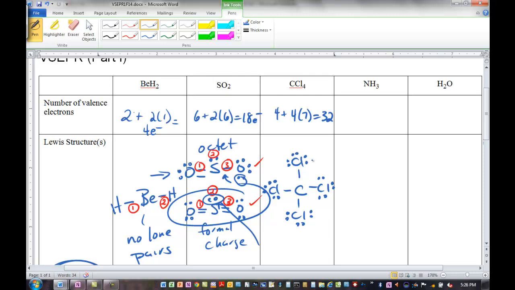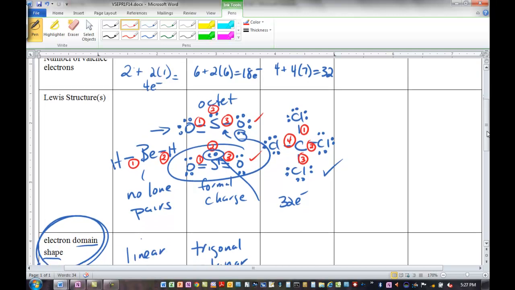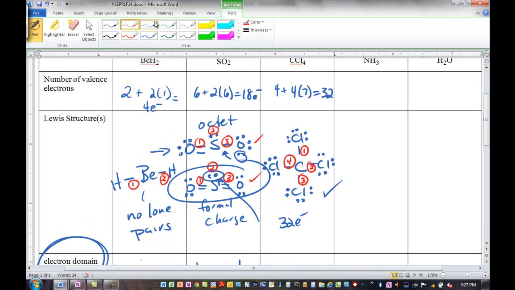Complete the octets on the outer atoms first, then look at the central atom. If you look, all the octets are satisfied, and we have placed 32 electrons. So this is a good Lewis structure for carbon tetrachloride. Okay, so for the VSEPR model, count around the central atom. 1, 2, 3, 4. What arrangement of 4 pairs of electrons minimizes repulsion? And the answer is tetrahedral.